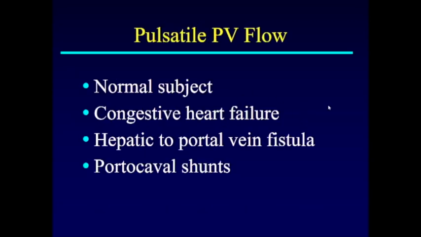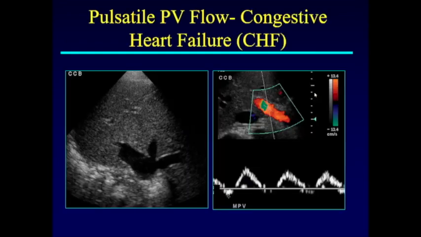Sometimes you see a little bit of pulsatile flow in the portal vein. That can be seen in normal, very muscular, athletic young subjects. However, if it becomes more prominent, you should think about other conditions that can cause it, such as congestive heart failure, hepatic artery to portal vein fistula, or portocaval shunts. I think I had an image in there of the normal portal vein that didn't transmit.